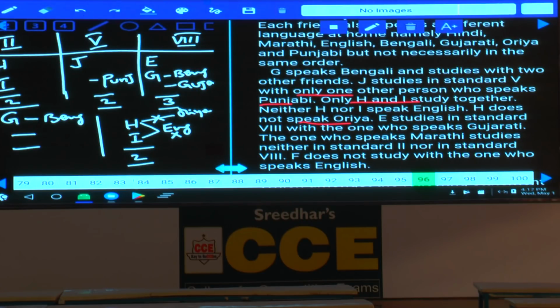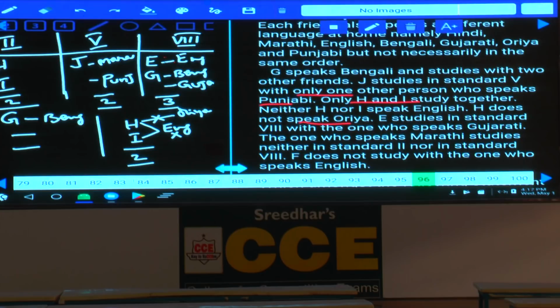The one who speaks Marathi studies in neither 2 nor 8. Hence Marathi must be in standard 5. And F does not study with the one who speaks English. Now H and I cannot speak English. Hence who is the only person left over here? E must speak English. As E speaks English, F does not study with the one who speaks English.